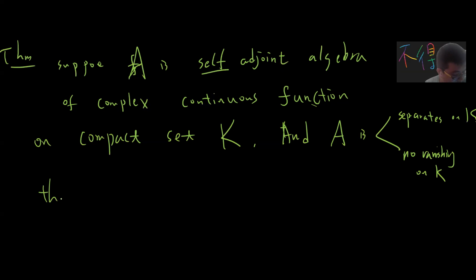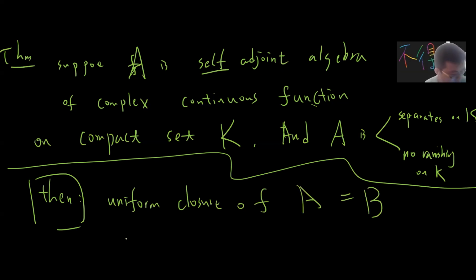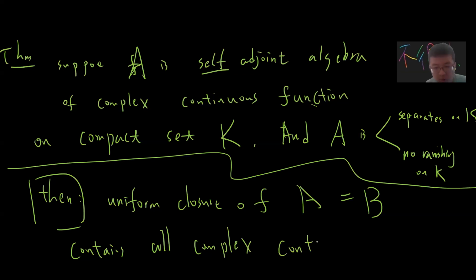Then, okay, so we spend a lot of time, we talk about then the uniform closure of A, let's call it B, contains all complex continuous functions.